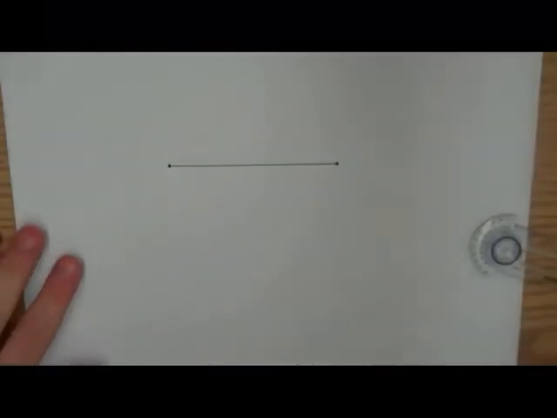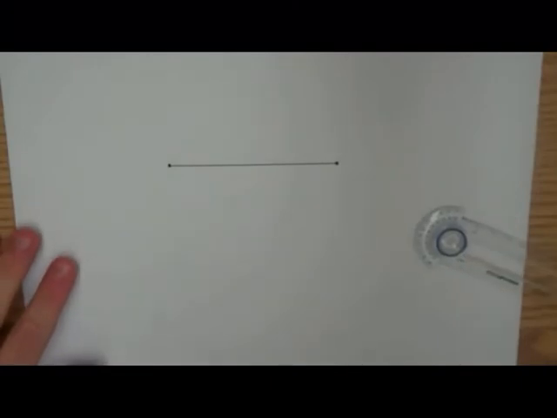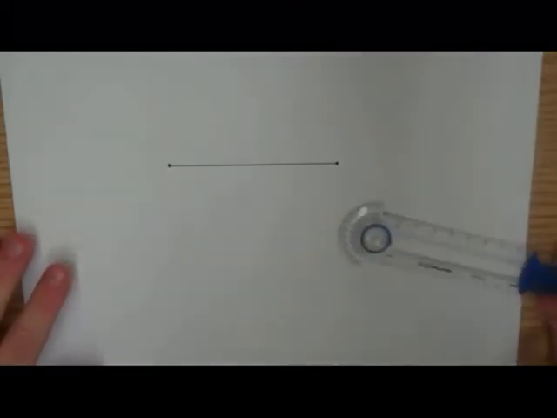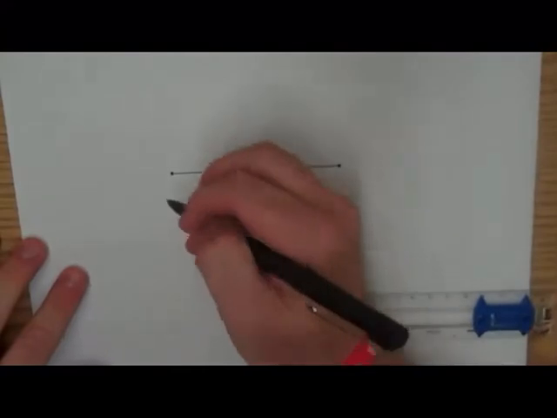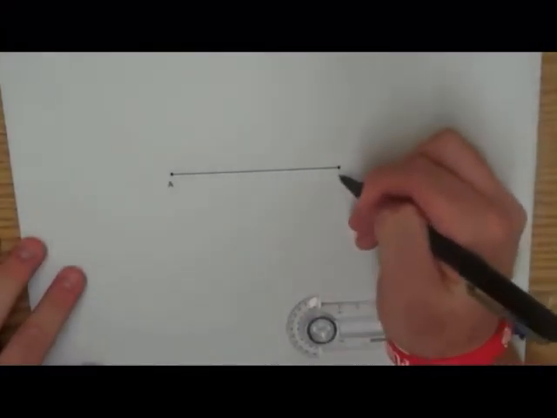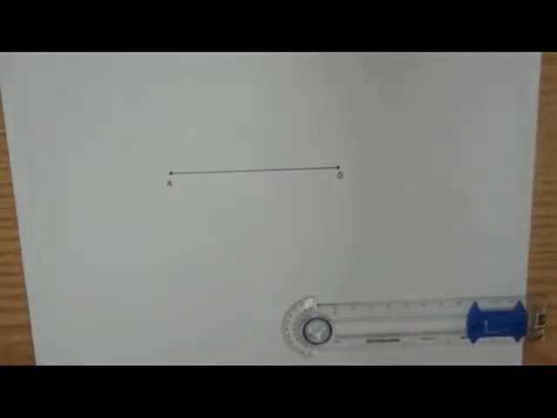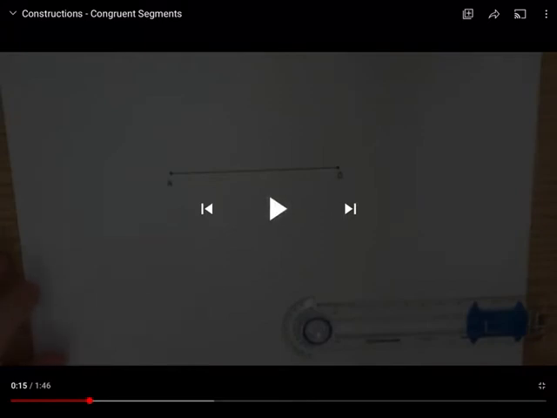So this is construction 2, copying a segment. This is creating congruent segments, constructing them. You're going to be given a segment, and you're going to be asked to construct a congruent segment. You guys are going to practice this alongside the video. So if you have the packet, you have line segment AB. Otherwise, you're just going to draw line segment AB in your notes. It does not have to be exactly the same as what was in the packet.